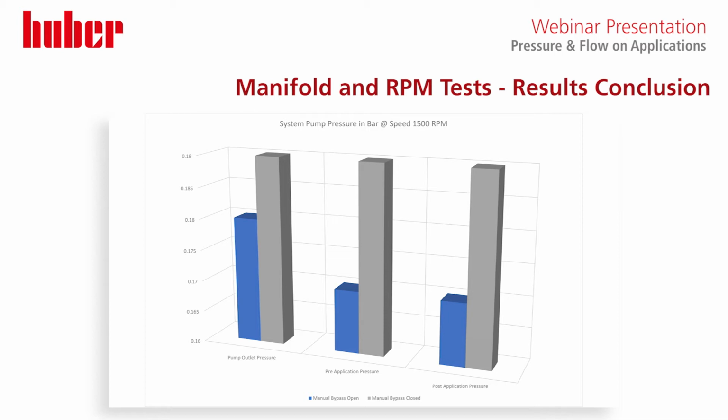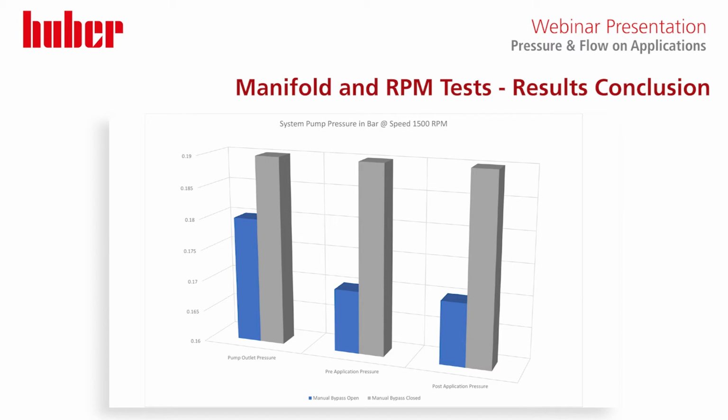However, if we do open our manual bypass to relieve a bit of the flow and pressure being seen by the application, we can then see that our pump outlet pressure drops a wee bit to just below 0.18, and our pre and post application just dropped below 0.17. So we're seeing a 0.02 bar drop. This isn't a large drop, but this is mainly down to the fact we're running at a low pump speed.